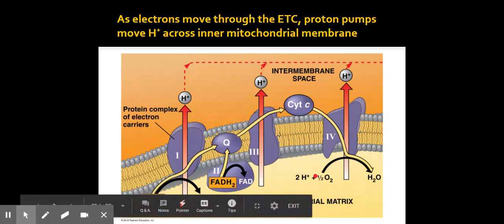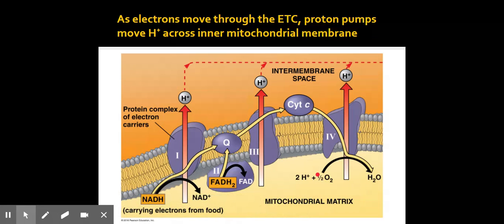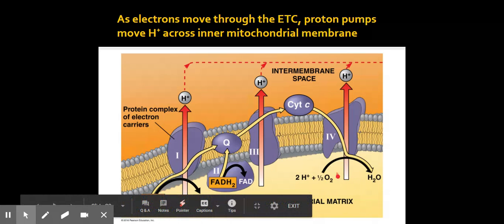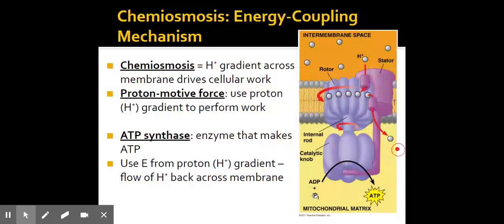Without oxygen, we're not going to have the final electron acceptor, and therefore the electron transport chain comes to a screeching halt over here. And then no hydrogen ions can be pumped and no ATP is produced. So this is actually a very big step, even though it seems really tiny in this diagram.